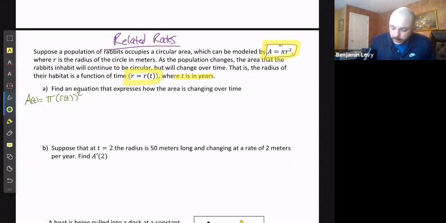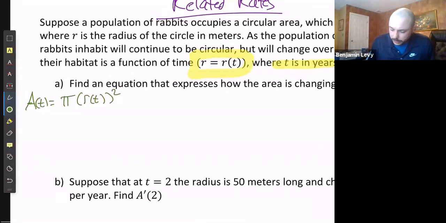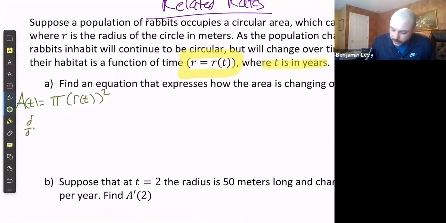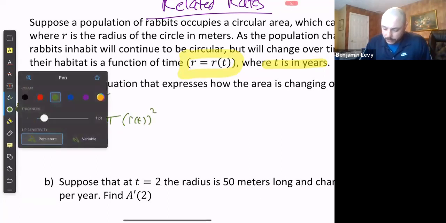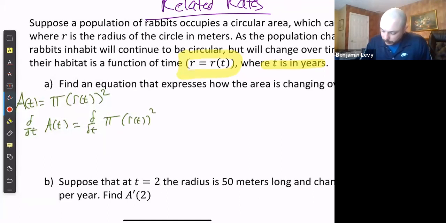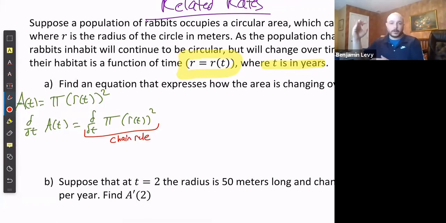All right, so the next step here, let me zoom in a little bit, is to do d over dt of both sides. And we're going to end up with a chain rule on this side. Just like we did in the last problem, right? Y squared became 2y prime. Well, r squared is going to become 2r prime, just like we just did a second ago, right?